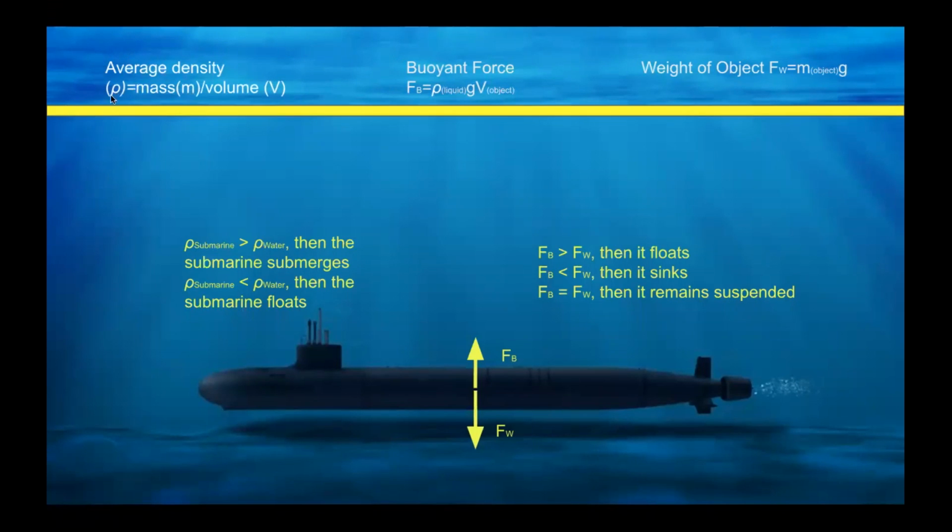Average density can be summarized as density equals mass divided by volume. Buoyant force can be defined as buoyant force equals density of the liquid multiplied by gravity multiplied by the volume of the object. And the weight of the object equals mass multiplied by gravity.